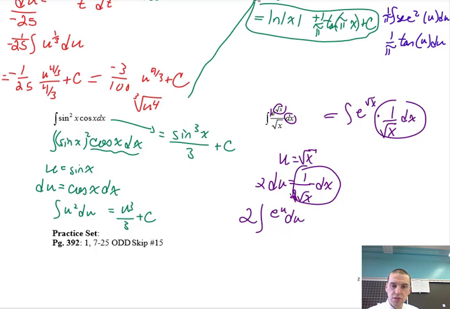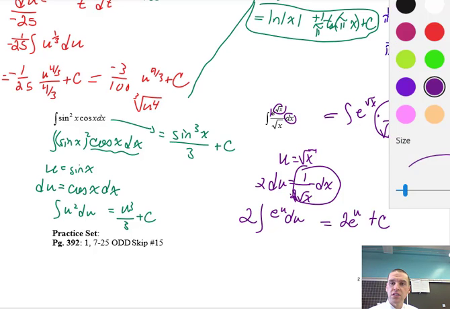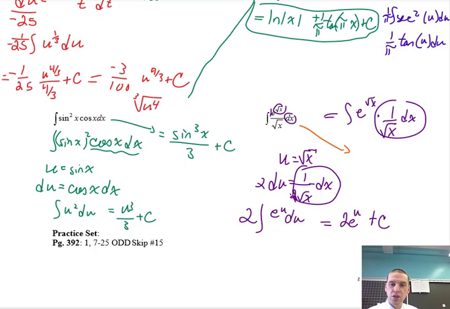So I'm left with 2 integral of e to the u du. And I know what that is. That's just 2 e to the u plus c. And so our final answer will equal 2 e to the, what was u, square root of x plus c. And I'm done.